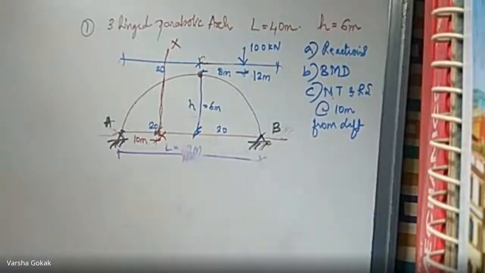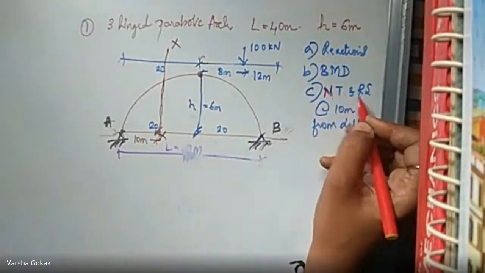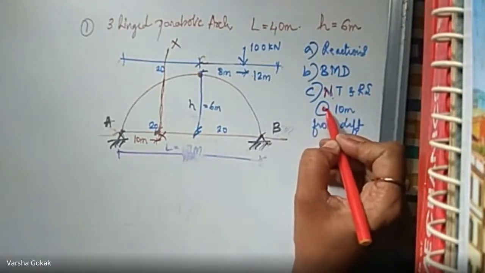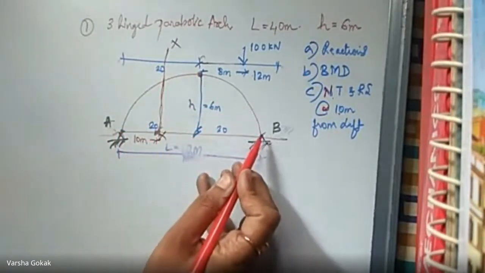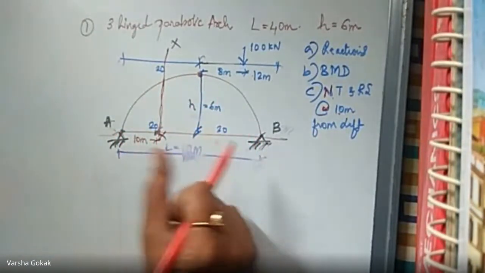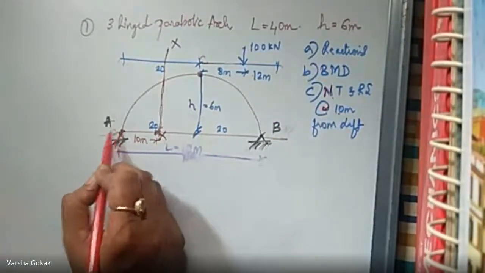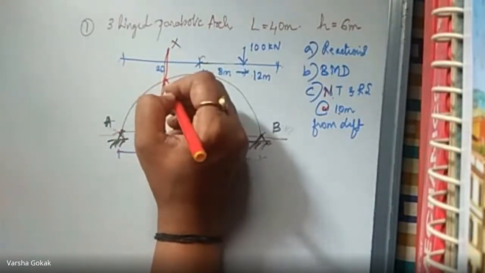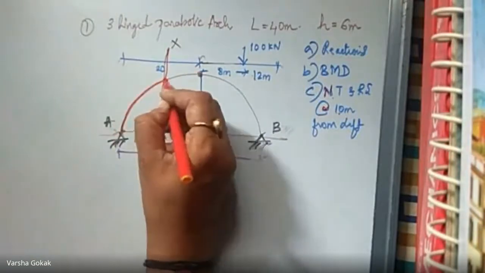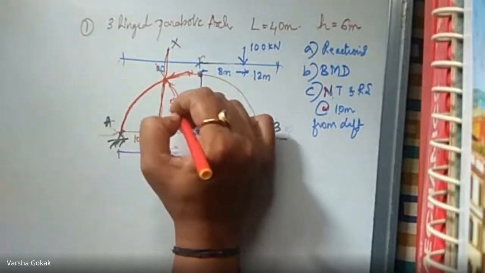Normal thrust, what happened? That question is not understood. They have told to find the normal thrust and radial shear at a distance of 10 meters from the left. So see, this is your arch overall. The section at which to find the normal thrust and radial shear is at 10 meters from the left support. From here at 10 meters, I will draw a section XX at this point. So this is your radial. At this point, I will be finding the normal thrust N and the radial shear Q.